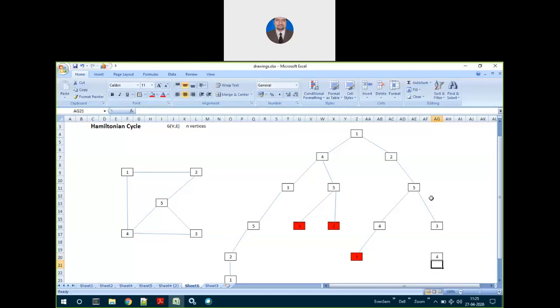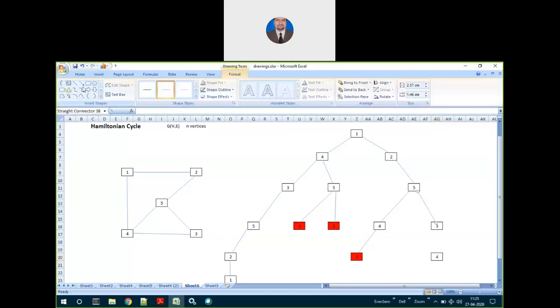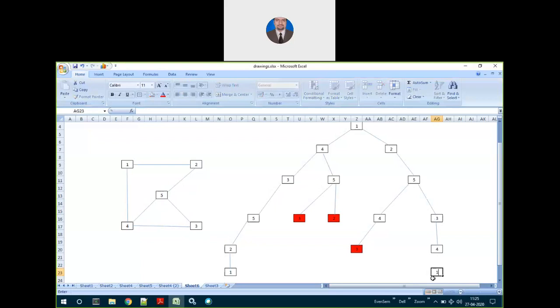Okay, so join the edge between those two. So 3 to 4 I can go. Okay, then from 4 where else can I go? I can go to 5 or 1, but 5 is already covered. I cannot go to 5. Where else can I go? I can go to 1 over here. So from 4 to 1 I can reach.